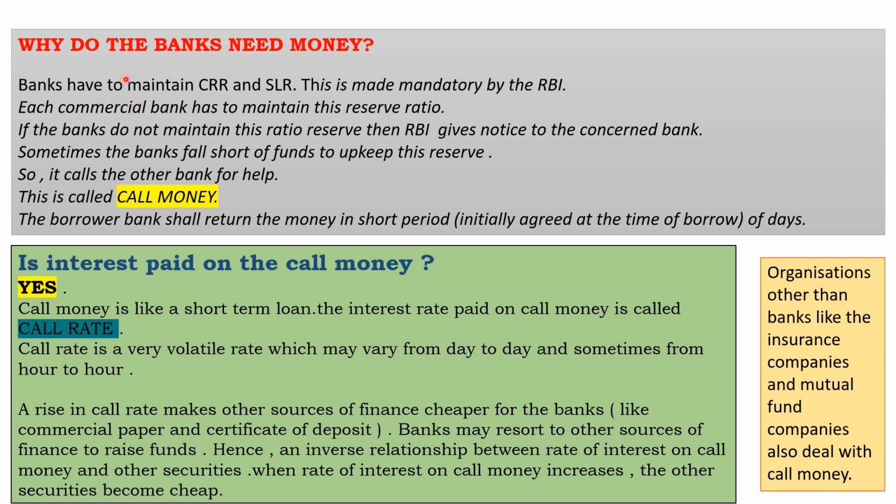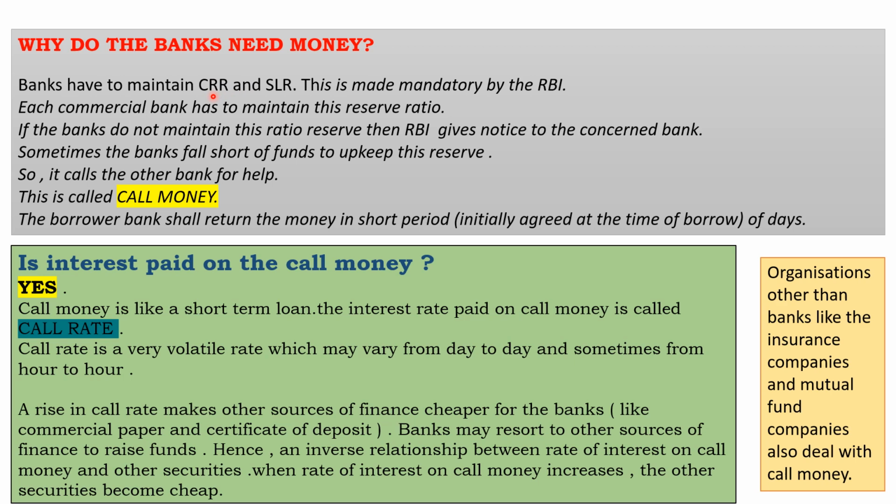Now, the question arises, why do the banks need money? Okay, if me and you need money, we have so many expenditures, right? But banks, they are the warehouse. They are the godowns of money. Why do they need money is the question. Banks have to maintain CRR and SLR. Now, what is this cash reserve ratio and the statutory liquidity ratio? We have made a separate video for the same. You can please go and have a look.